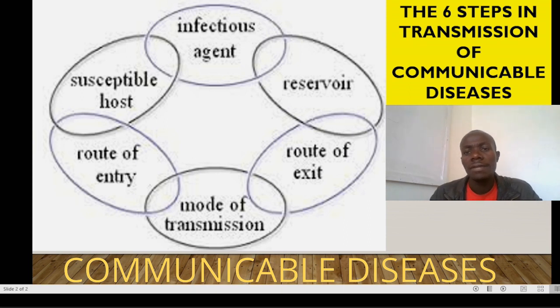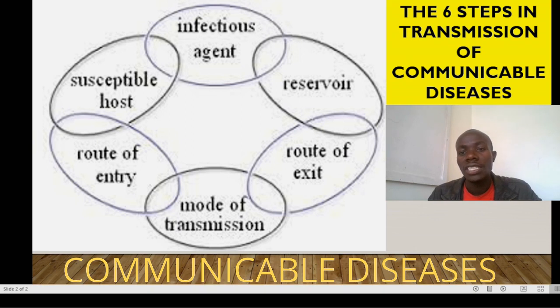To cause a disease, the infectious agent needs to find a way into the susceptible host's body. So the route of entry refers to the path through which the pathogen gains access. It can be through inhalation, for example TB spores, or ingestion in the cholera case, or direct contact, like scabies with the skin, or through mucous membranes in the eyes, nose, and mouth. The fourth step is mode of transmission.